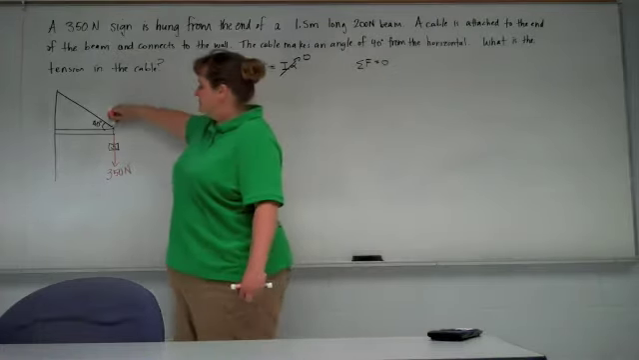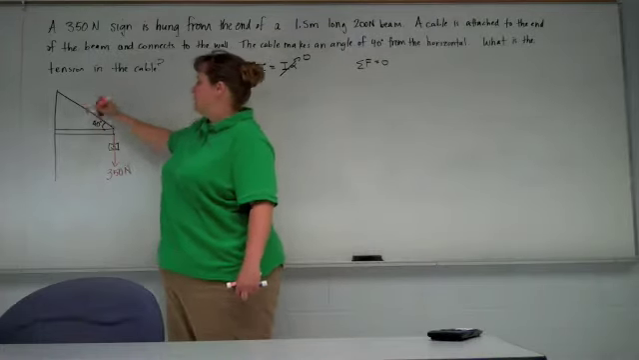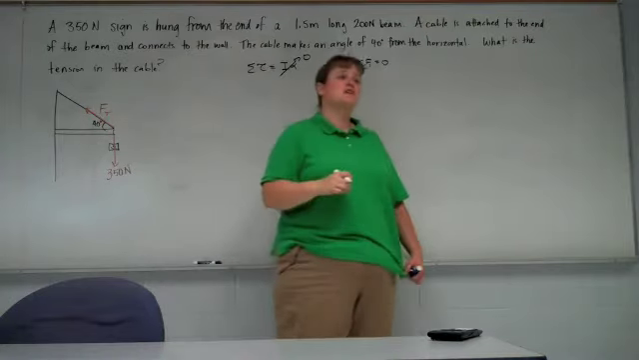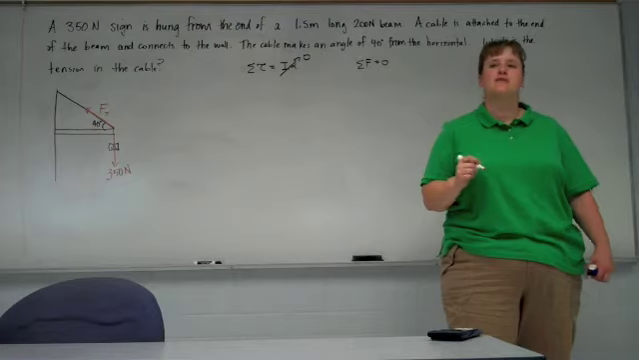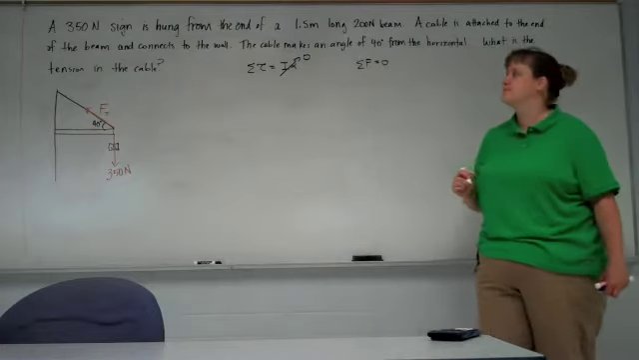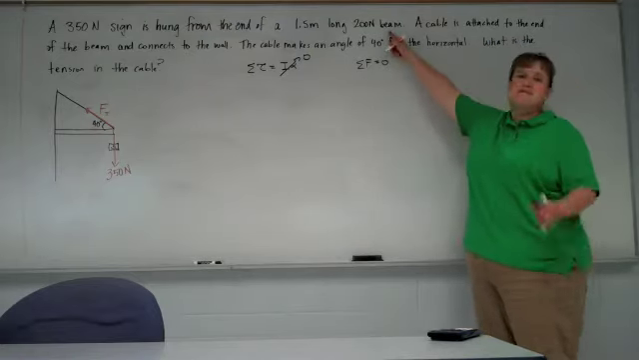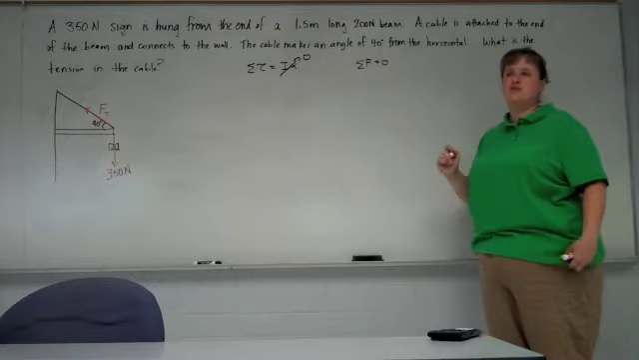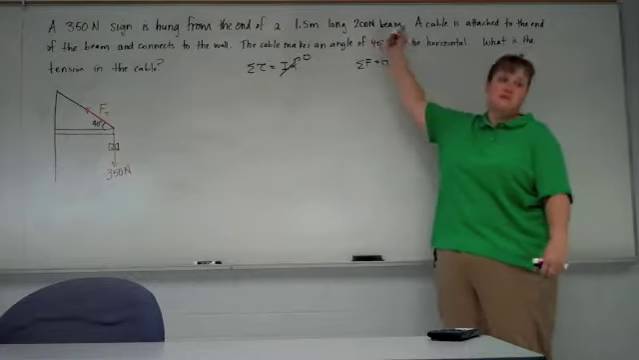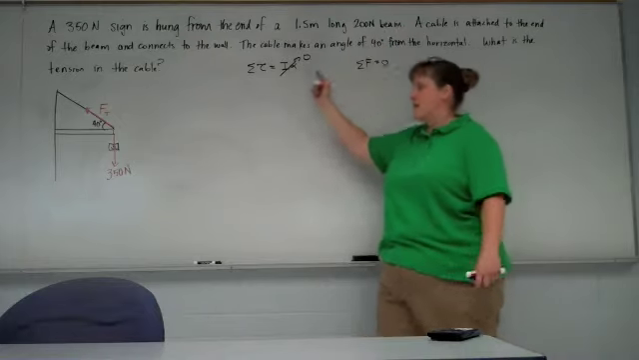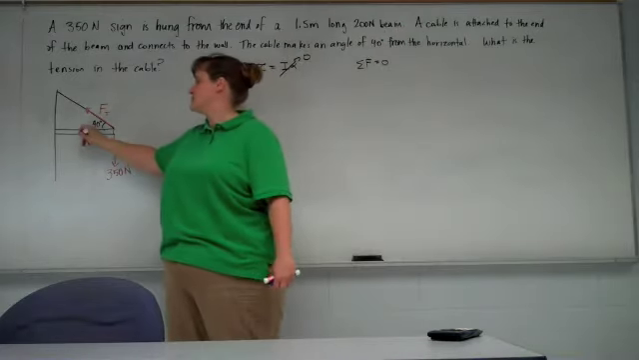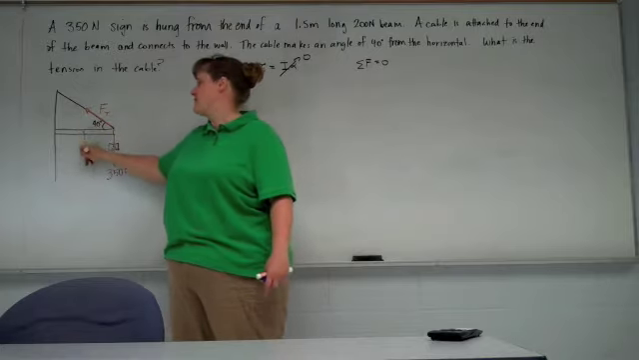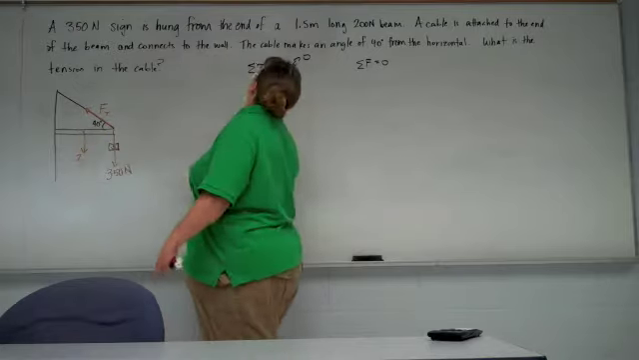The cable has a tension. That's what we're looking for. We want to know how big that force of tension happens to be. The beam itself weighs 200 newtons. Where would I draw the force of gravity for the beam itself? At the center of mass, 0.75, so right at the center. I'm assuming it's a uniform beam. So, what was it, 200?